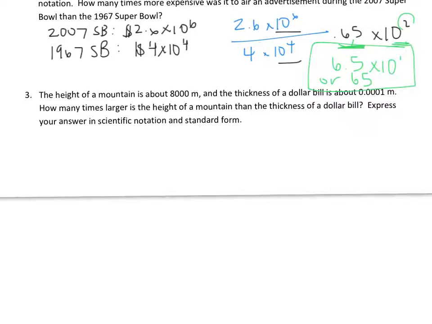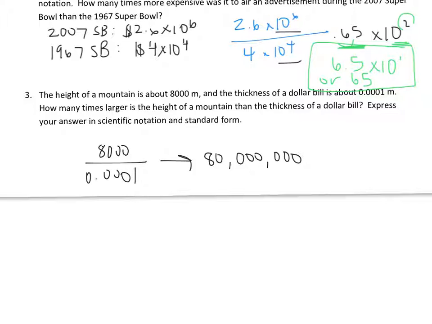All right, last word problem. Number 3, the height of a mountain is about 8,000 meters, and the thickness of a dollar bill is about 0.0001 meters. How many times larger is the height of a mountain than the thickness of a dollar bill? Express your answer in scientific notation and standard form. So really, it's just knowing what to set up here and what divides by what. So 8,000 divided by 0.0001, and I get 80 million.